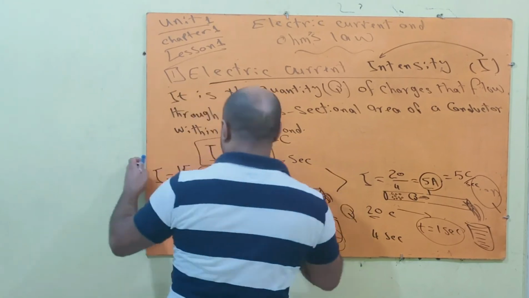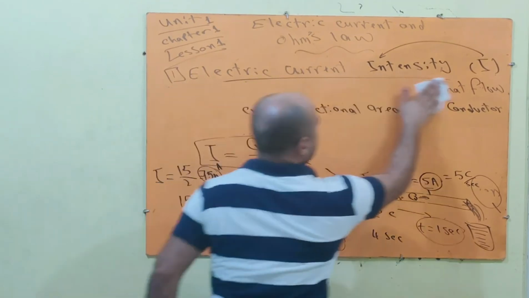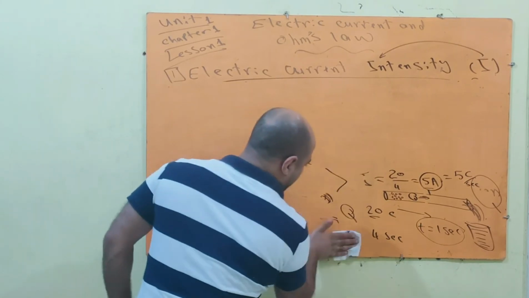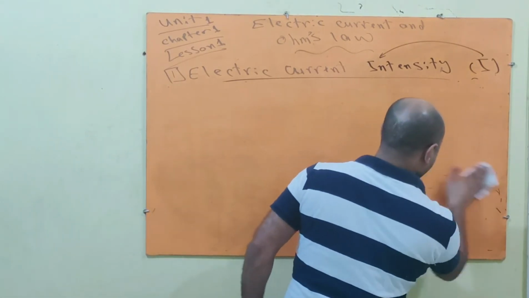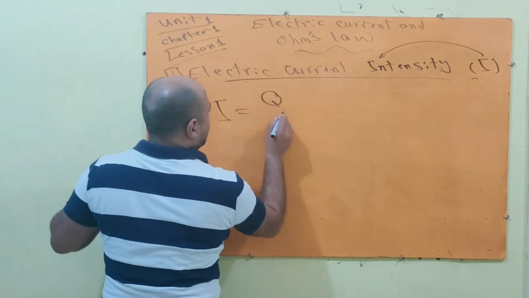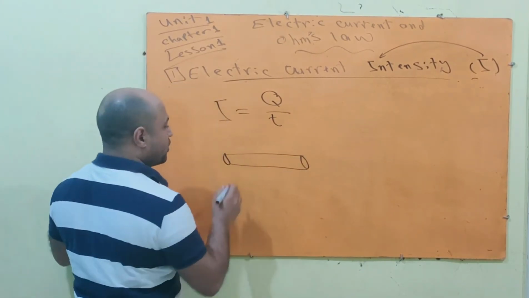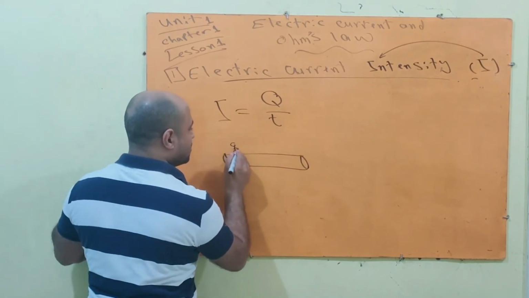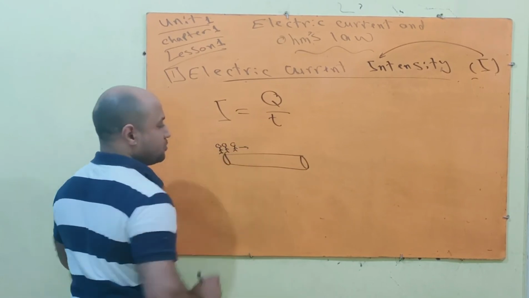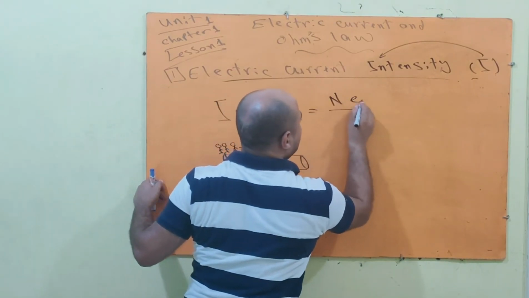طيب Q equals what؟ I equals Q over T. Q the quantity of charges. طب احنا قلنا الشارج دي عباره عن ايه؟ مش عباره عن الكترونز. الالكترون ده شخص كده ماشي. الكترونز ماشيه جنب بعض. الكترون جنب الكترون جنب الكترون ماشي. So Q equals number of electrons times charge of electron over time.